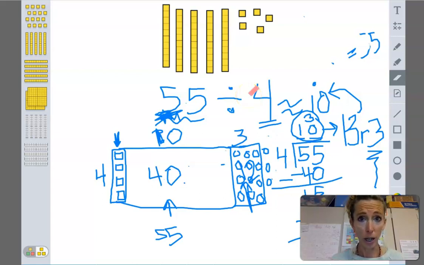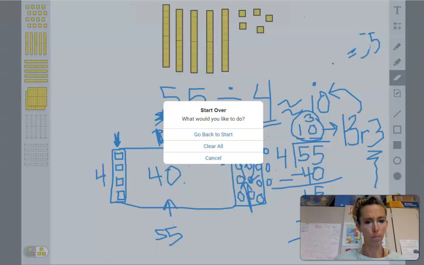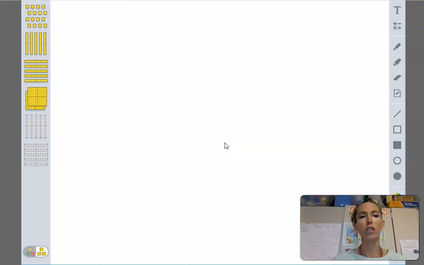All right, here we go. Here's the problem we just did. All right, look what I'm going to do. I am going to clear it all off the screen because now the problem is going to become this. We're going to look at it a little bit differently.